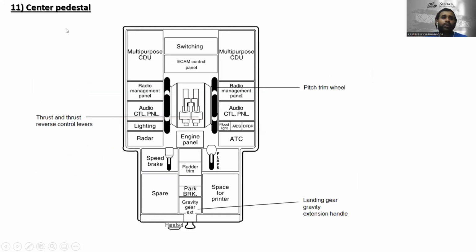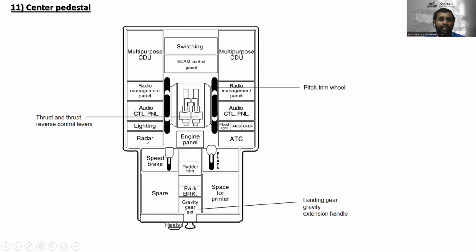Okay, so now let's go to the center pedestal. Here is the center pedestal. You can see the switching over there, and this is the ECAM control panel, and this is the multi-purpose control and display unit, the MCDU. There are two, and two radio management panels over there, and this is the pitch trim wheel for the THS, right? And this is the audio control panel, and these are the thrust and thrust reversal control levers.